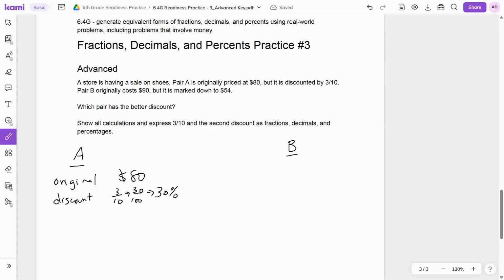It's not bad. Pair B, we've got an original of $90, and then marked down to $54. Okay, so new price, $54. Okay, which pair has a better discount? Well, let's calculate. We got a 30% discount on the original. We have the percent off, but we need to know how much the discounted price is.